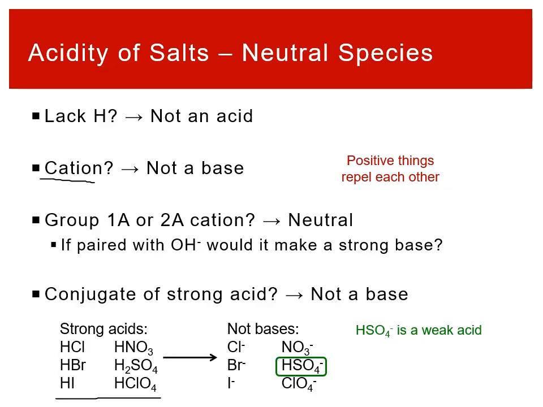The rest of the things on this list are all neutral. So these other 5 things are all neutral because they're all anions. They have no hydrogen. They can't be acids, and they're not bases. But HSO4- is a weak acid. So we do want to be careful. That's a tricky one where that is a weak acid. It is not neutral. It's not a base, though, like most anions are. Most anions are weak bases.